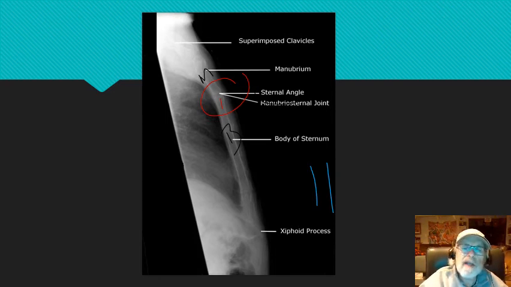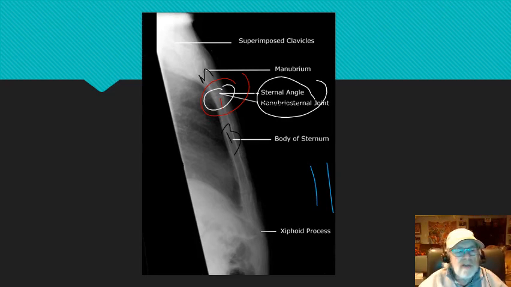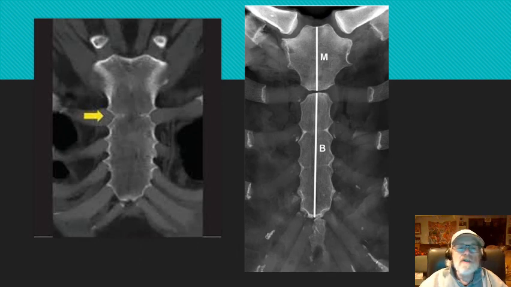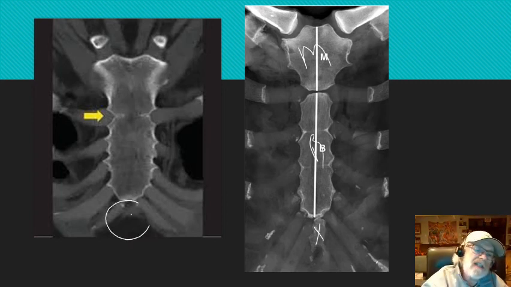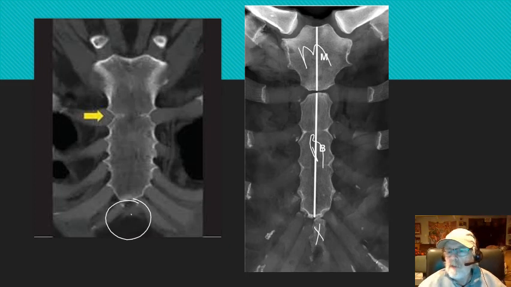Sternal angle right at that point. Hopefully you're able to see all that. Pretty obvious, I think. This is just another CT scan looking at the sternum. Here's the manubrium, here's the body, and here's the xiphoid down here. You can't see the xiphoid because we're out of the plane. You have to remember CT scans are done in slices. If something's not in that slice, you don't see it. It has to be within the width of that slice, which is usually maybe a half centimeter.